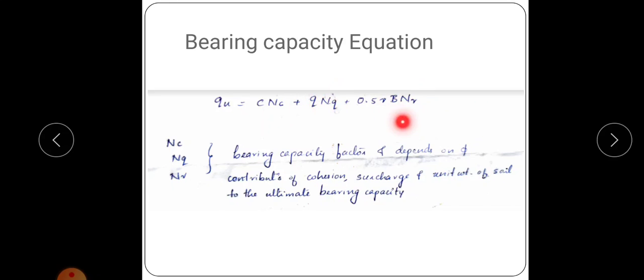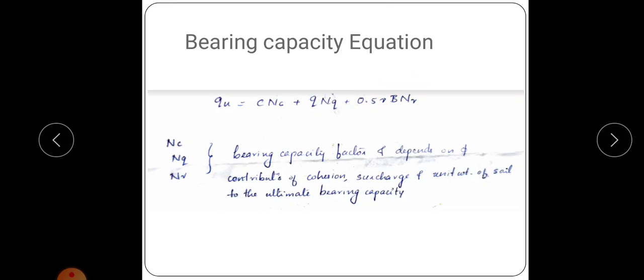That is the surcharge component q. And B is the width of footing, and Nc, Nq, N gamma are the bearing capacity factors, and these depend upon the phi value only, that is, the angle of shear resistance. Based on the value of phi, Nc, Nq, N gamma vary. Nc is the contribution of cohesion, Nq is the contribution of surcharge, and N gamma is the contribution of the unit weight of the soil to the ultimate bearing capacity.